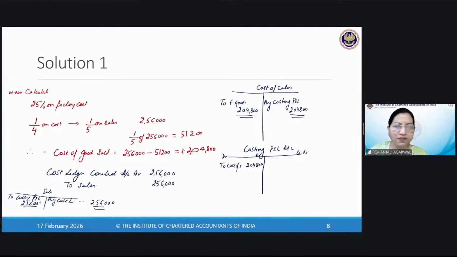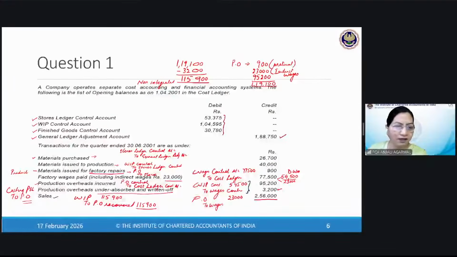So sales and cost of sales is simple. Cost of sales is debited with finished goods and credited to costing P&L account. And sales account is credited by cost ledger control account and debited to costing P&L. So in costing P&L, you will have by sales 2,56,000, and this should be your profit 51,200.